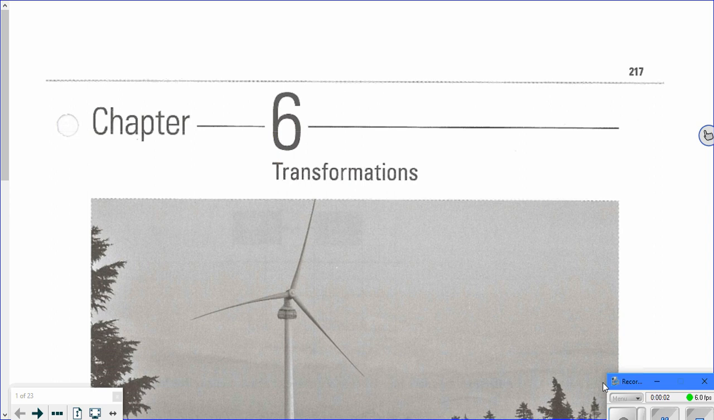All right, guys, we're going to start chapter 6. Chapter 6 is all about transformations, so it's going to be a lot of drawing things, a lot of looking at pictures and seeing how they change. Not a lot of calculations in this chapter, though, so if you don't like calculations, you're in luck.